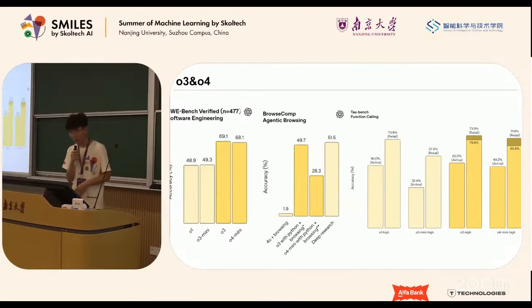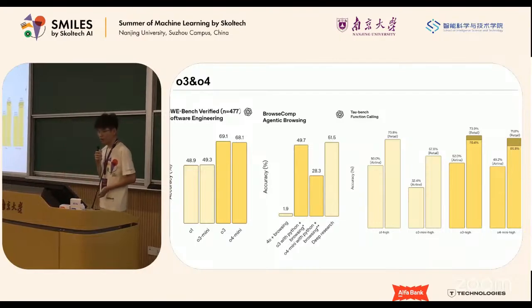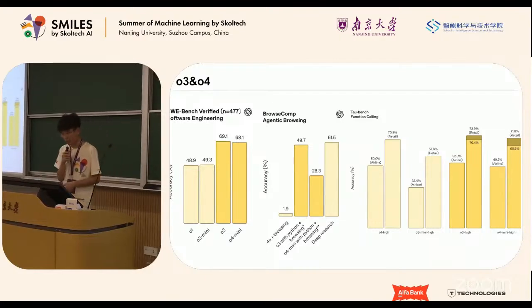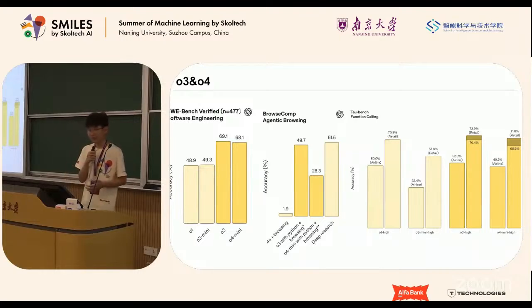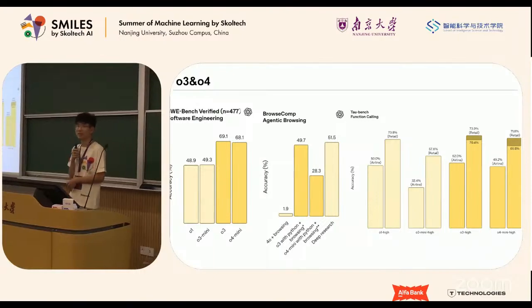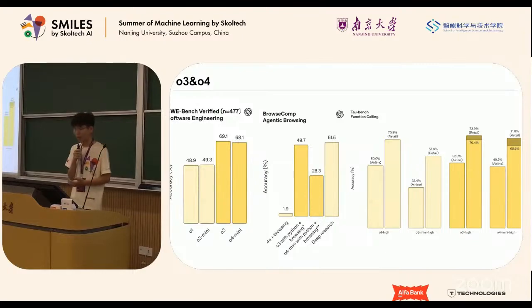On software engineering tasks, O3 and O4 mini also show solid progression. On SWE-bench Verified, O3 achieved nearly 70% on GitHub issues. It also performs well on agentic web browsing, such as BrowseComp, and function calling tasks on Tau-bench, showing that reasoning-focused training translates well to such agentic benchmarks.